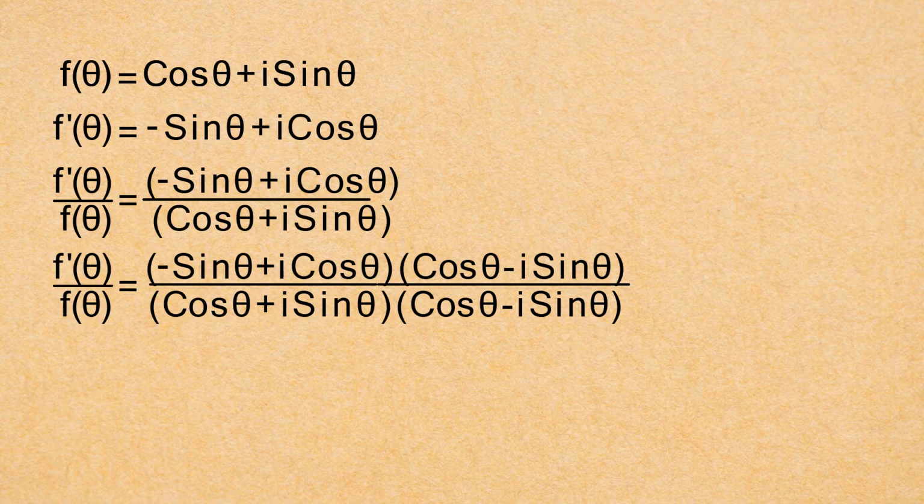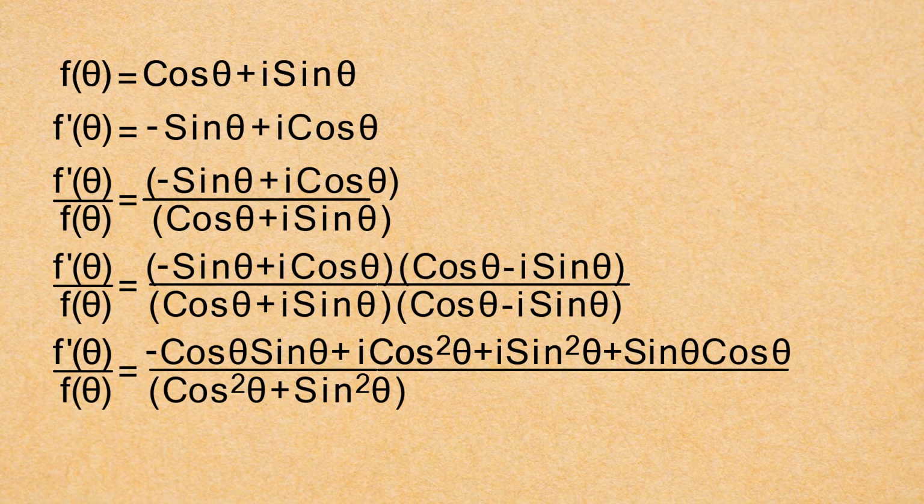Okay, let's multiply out the top. So we have f prime theta over f theta equals, multiplying out the top, we get minus cos theta sine theta plus i cos squared theta plus i sine squared theta plus sine theta cos theta. Now that fourth term is plus because it contains 2 i's multiplied together, which gives -1. Underneath we have cos squared theta plus sine squared theta. That's because we've got i sine theta times i sine theta, which is negative, so we get 2 negatives, gives us a positive.